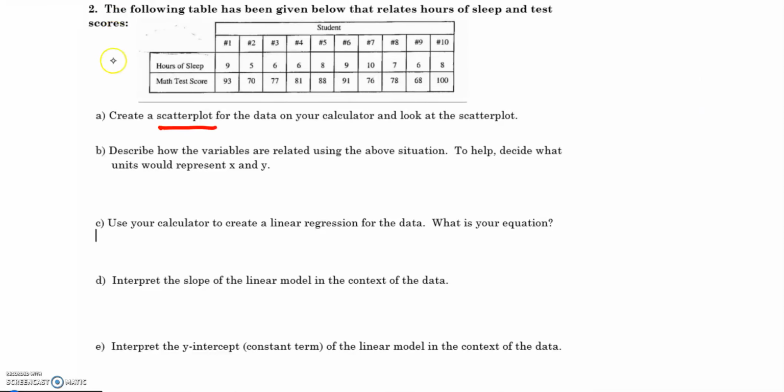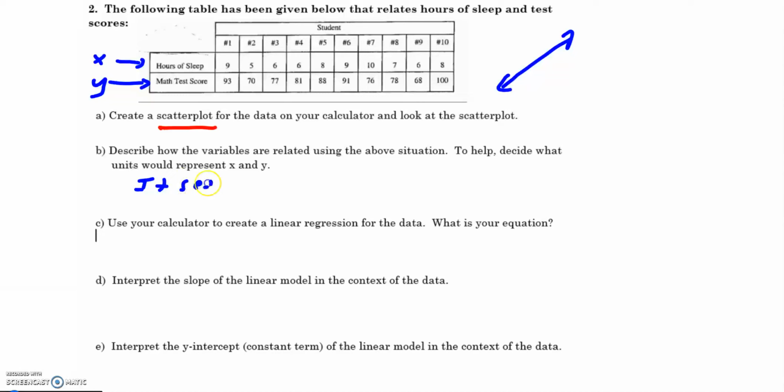If in this problem, the hours of sleep are x and the math test scores are y, our line ended up looking like a positive slope. So as the hours of sleep increase, it seems that the math score also increases. And so when we are describing, we generally want to start with the phrase, it seems, because we're not exactly sure. It's more of a correlation, not a causation. So what I'm going to write is this.